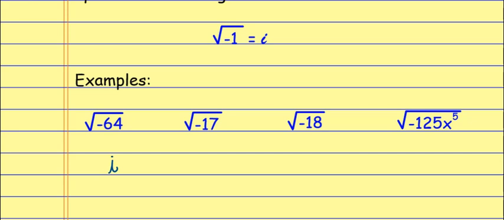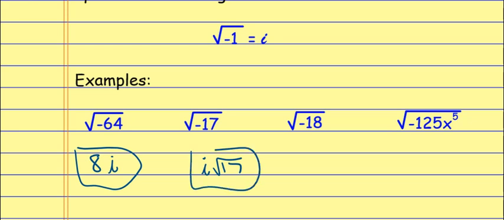And then the square root of 64 is an 8. So I would say here that this is an 8i, okay? Likewise, if I look at the next one, I would say, okay, the square root of a negative is an i. That gives me an imaginary number. And then the square root of 17, there's no perfect squares to divide into 17. So I leave that part as the square root of 17. So this is i root 17.